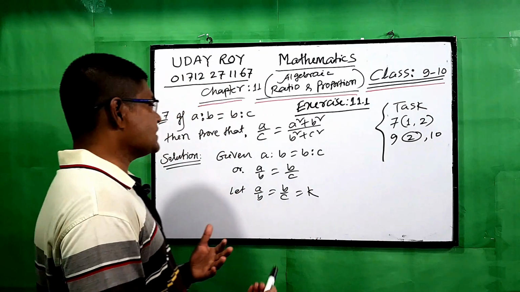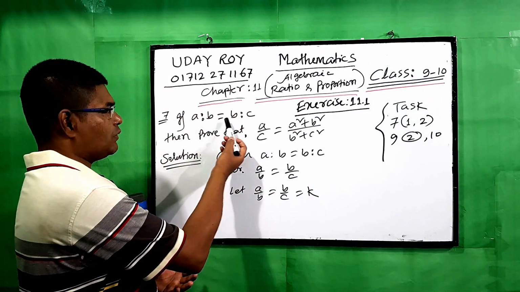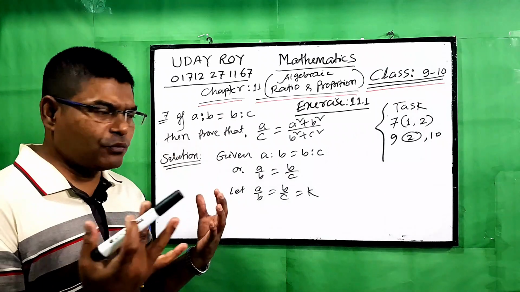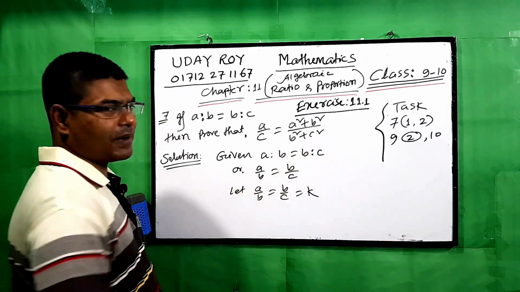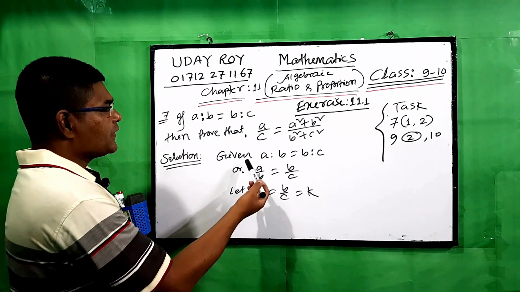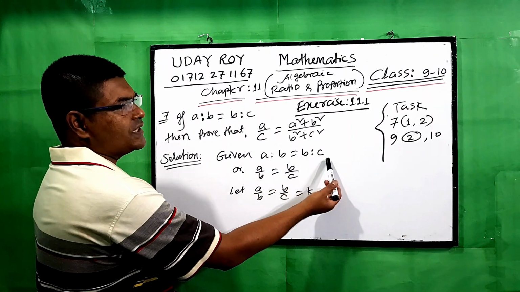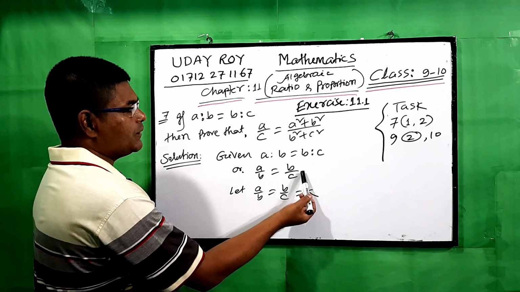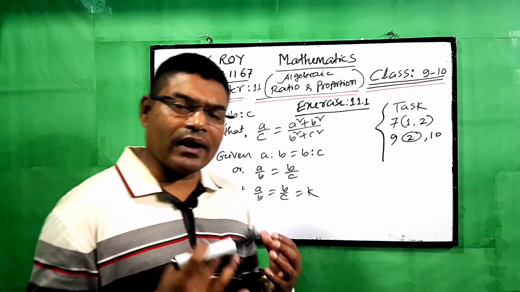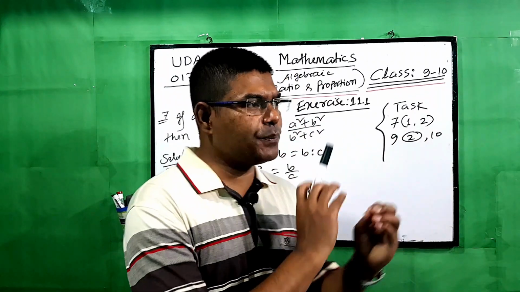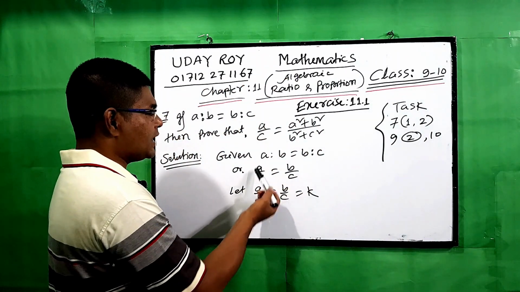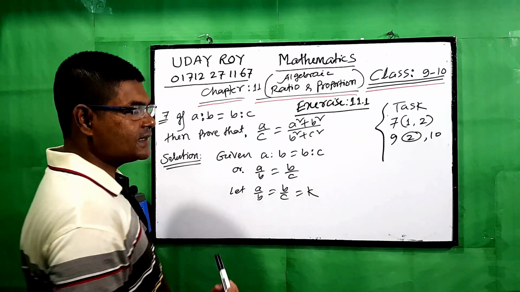Here, a is to b equals b is to c. We have to prove that a by c equals a square plus b square over b square plus c square. Here a is to b, b is to c: a by b, b by c. Why? Ratio is one kind of fraction. A is to b, a by b; b is to c, b by c.